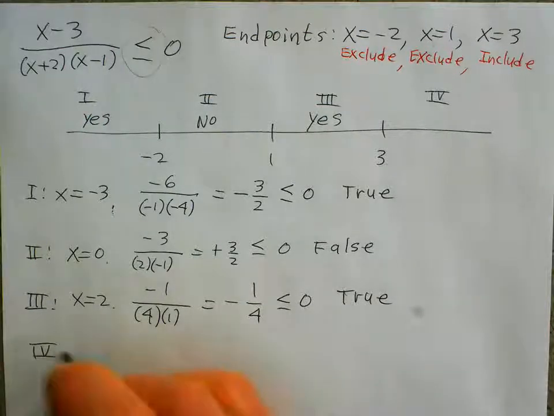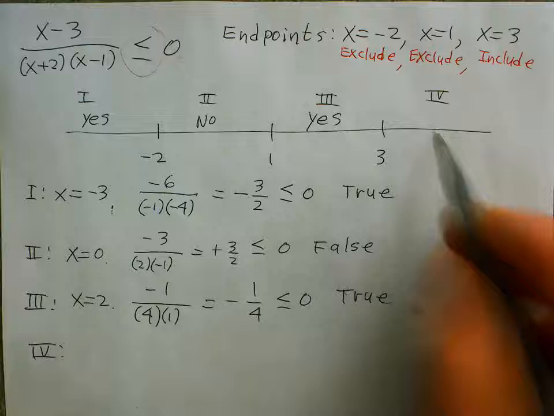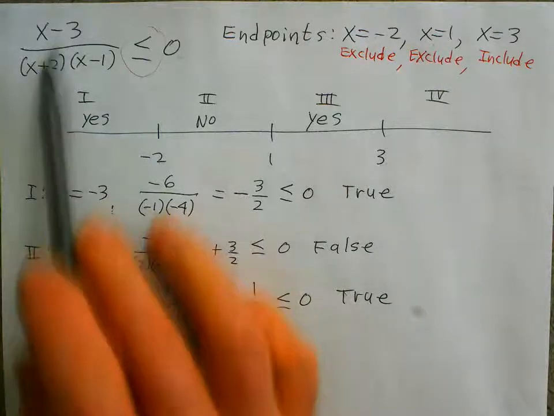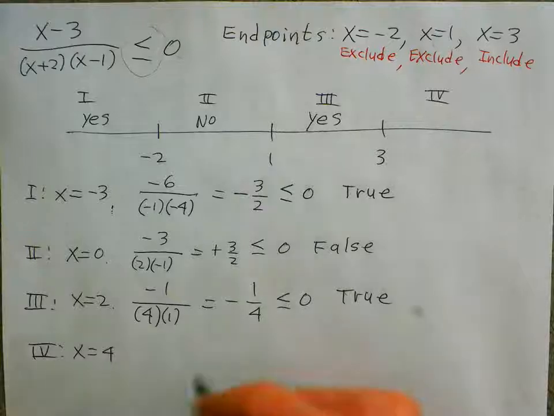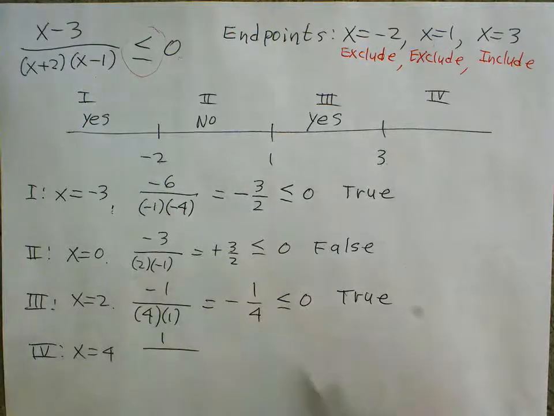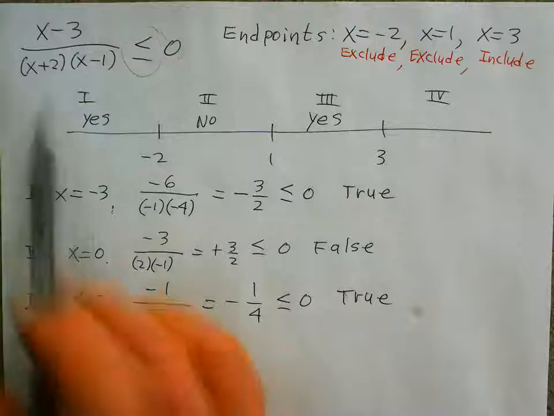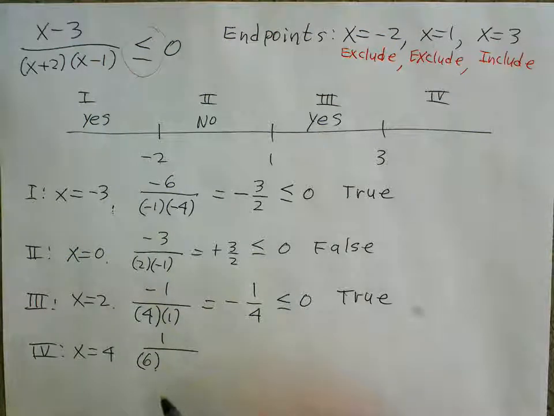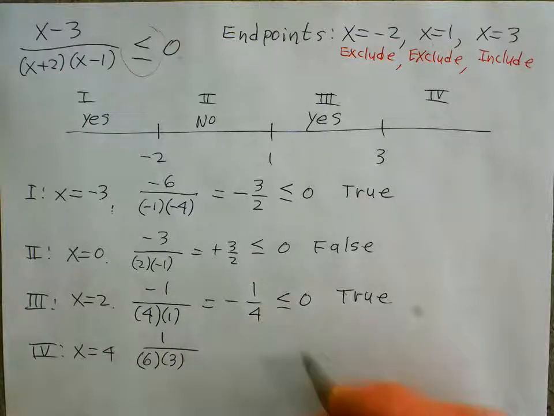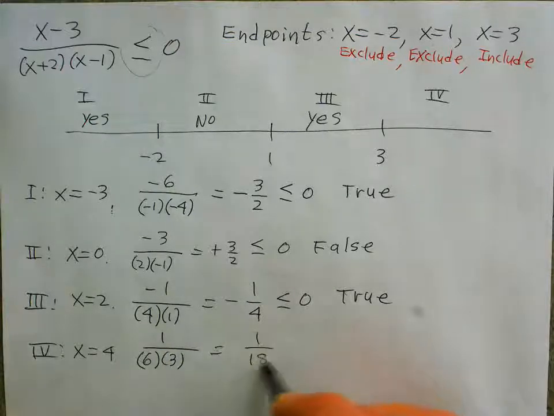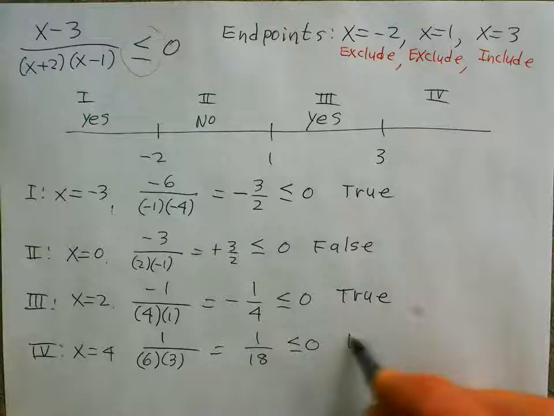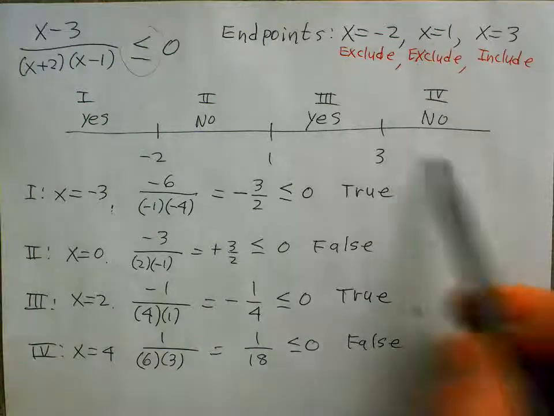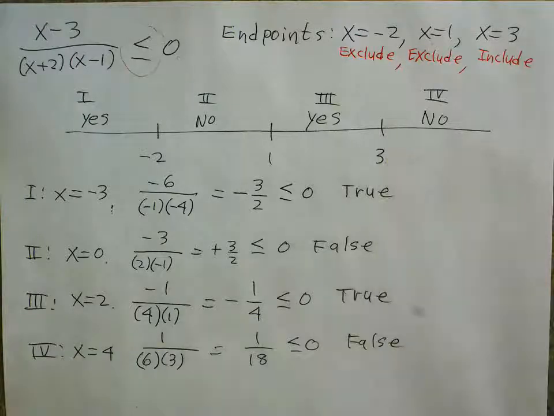Then in the fourth interval, I'll pick x to be 4 and replace every x with 4. In the numerator, 4 minus 3 is +1. 4 plus 2 is 6. And in the other factor, 4 minus 1 is 3. So 1/18 less than or equal to 0 is false. So none of the numbers in the interval from 3 to infinity are solutions.